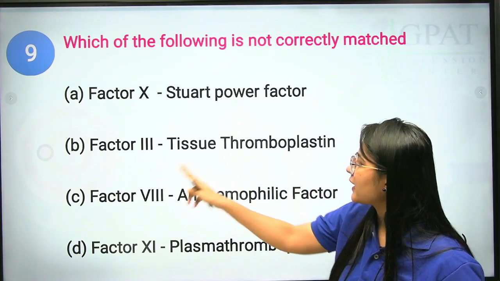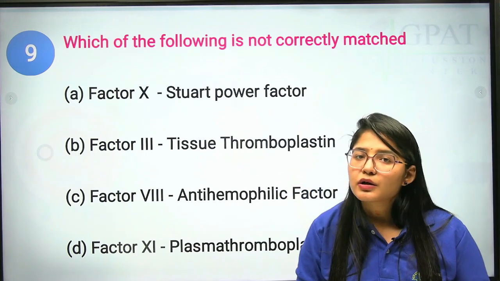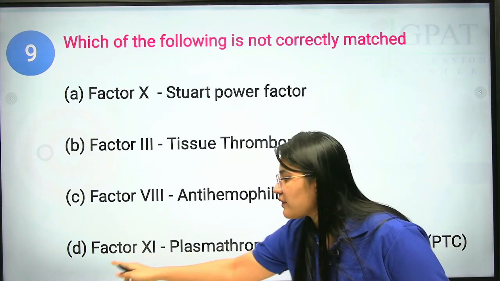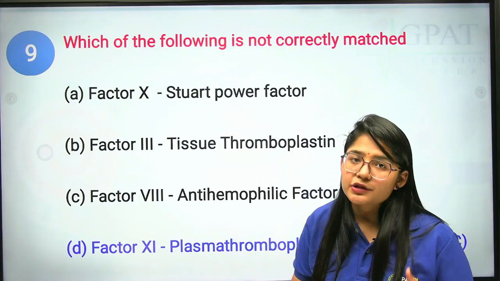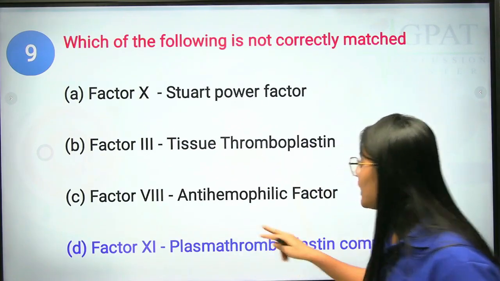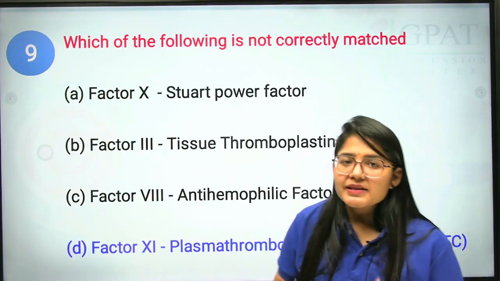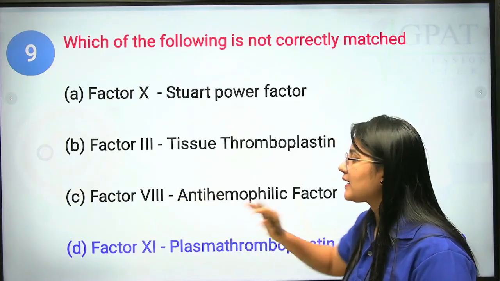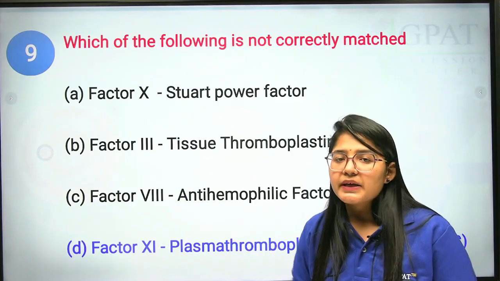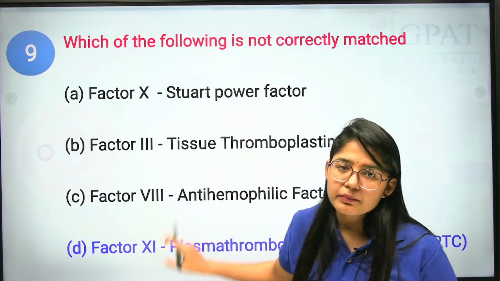Next we have factor number 3, that is tissue thromboplastin. Yes, this is also correct. But our factor number 11 is not correct. Plasma thromboplastin component, also known as Christmas factor, is present just below your anti-hemophilic factor. That means it is factor number 9. This is not your factor number 11.